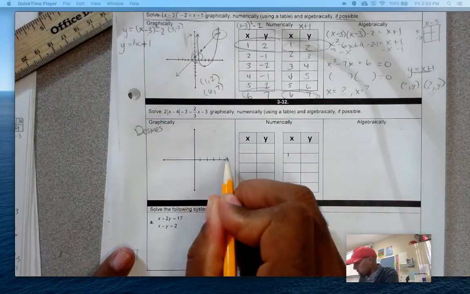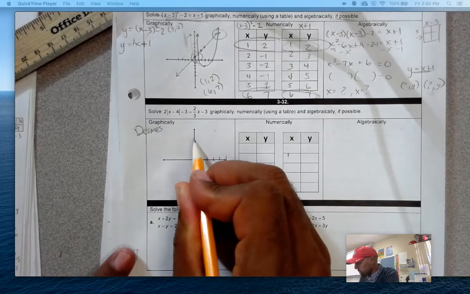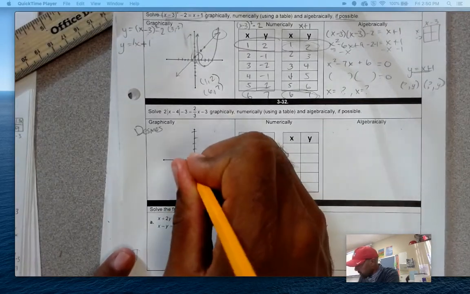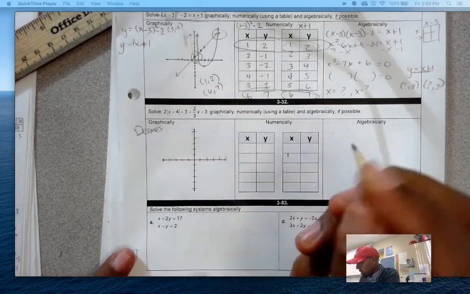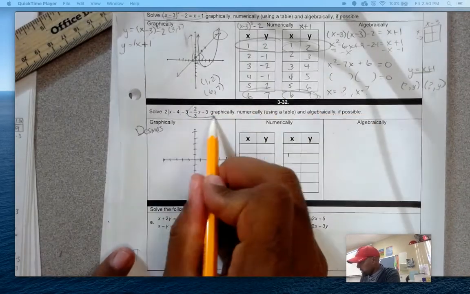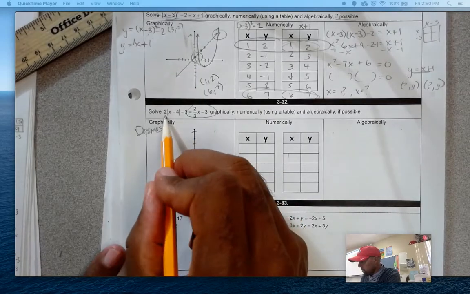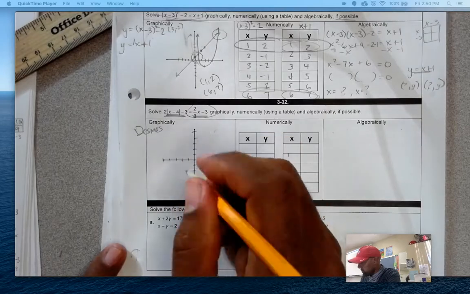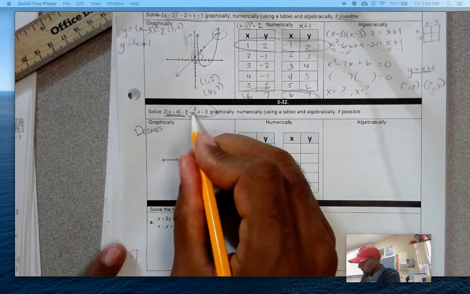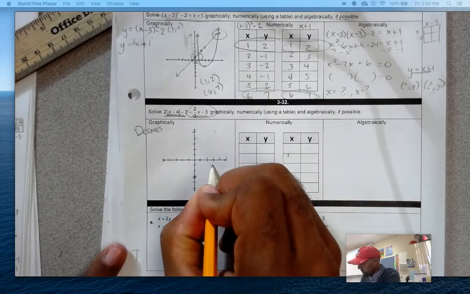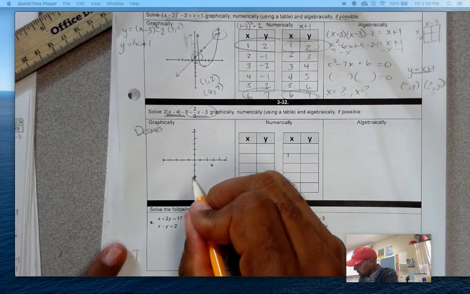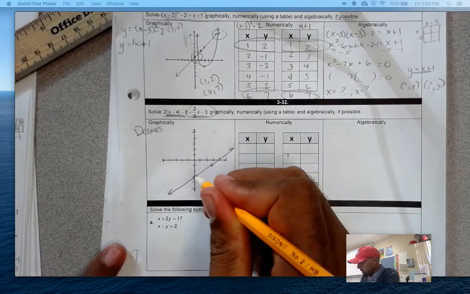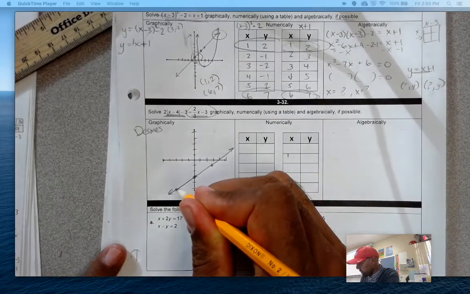So 1, 2, 3, 4, 5. 1, 2, 3, 4, 5. In general, most of these you just need about 5 marks and you're good. Okay, so this one's pretty easy to graph. So again, these are two separate graphs. You've got an absolute value and then a linear. So I'll start with this one. So minus 3. And then up 2 over 3. Up 2 over 3. Okay, that's good enough for me. Actually, I could go down 2 and then over 3. So it's about right there.